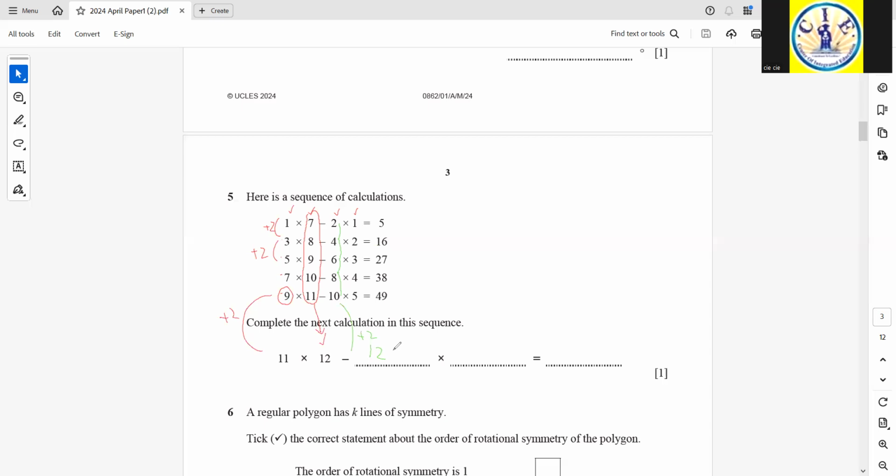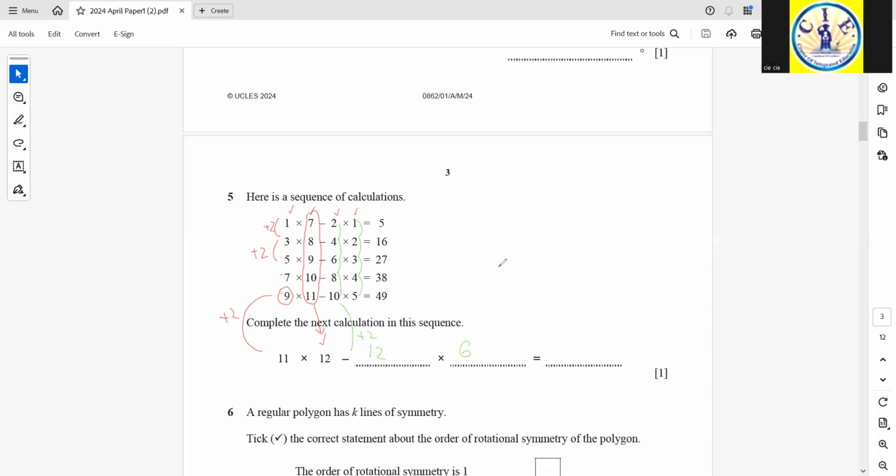Then times 1, 2, 3, 4, 5. So the next number should be greater than 5, that is 6. So this is how this is to be completed. And now we can simplify it on the right side.